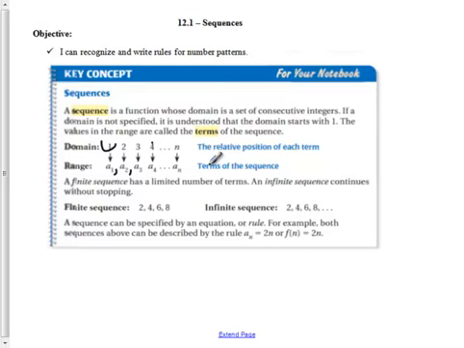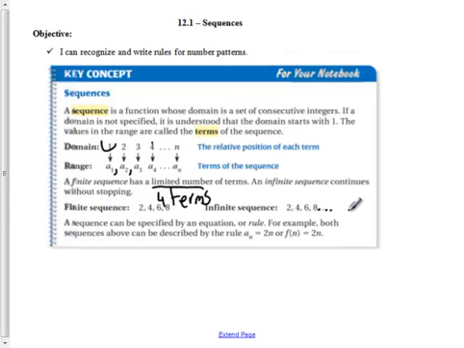If we have a finite sequence, then there is a limited number of terms. Then it will end at n, no matter what n is. However, if we have an infinite sequence, then it keeps going. So in this case, this one is finite because there are 4 terms. However, if you look over here, this is infinite because we have dot, dot, dot, which represents that the sequence will go on until infinity.